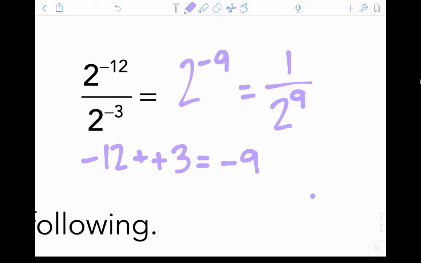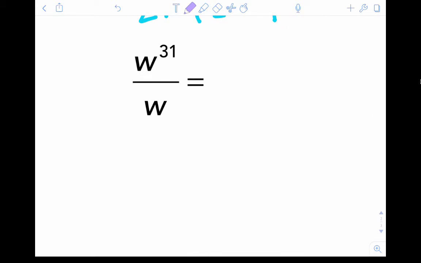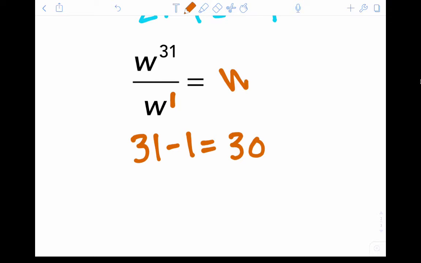I have just one left. I have w to the 31st over w. I'm going to subtract these since I have the same base. I have w for the base on both of these. Now w has an understood exponent of 1. Whenever there's not an exponent, it's understood that it's 1. So I'm going to do 31 minus 1, which is 30. So this is w to the 30th.